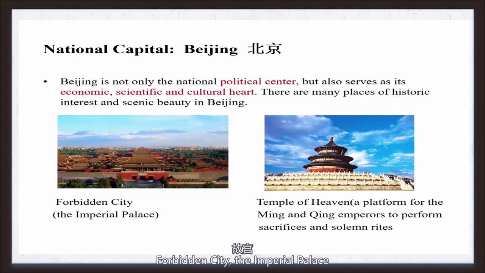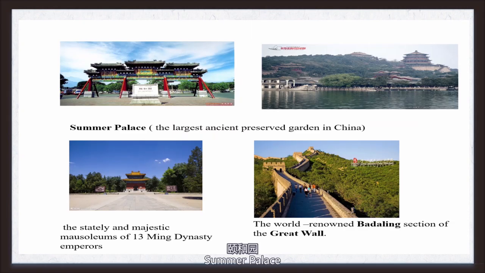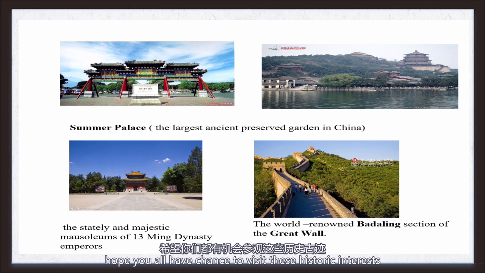such as the Forbidden City, the Imperial Palace; the Temple of Heaven, a platform for the Ming and the Qing emperors to perform sacrifices and solemn rites; the Summer Palace, the largest preserved imperial garden in China; the stately and majestic mausoleums of 13 Ming Dynasty emperors; and the world-renowned Badaling section of the Great Wall. These are all famous scenic spots in Beijing. Hope you all have a chance to visit these historic sites.